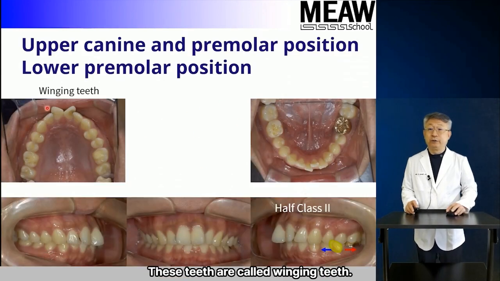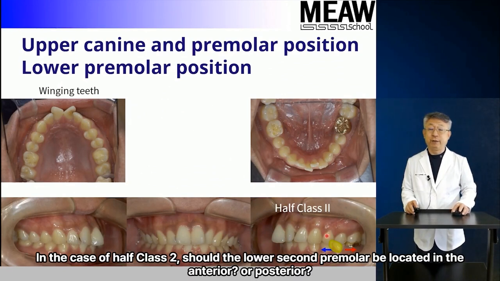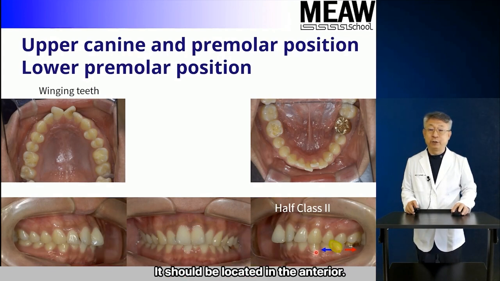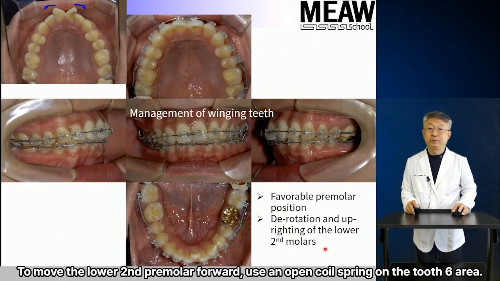These teeth are called winging teeth. The right side is Class 1, but the left side is half Class 2. In the case of half Class 2, should the lower second premolar be located in the anterior or posterior? It should be located in the anterior. To move the lower second premolar forward, use an open coil spring on the tooth 6 area.